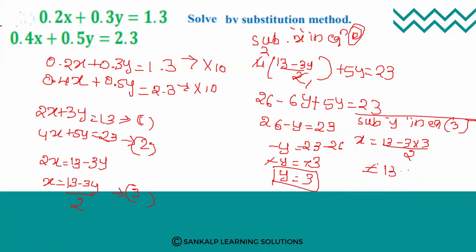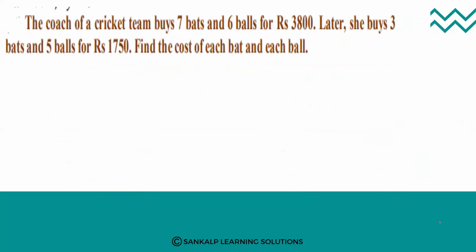So 13 minus 9 divided by 2. 13 minus 9 is 4. 4 divided by 2. So 2 ones are 2, 2 twos are 4. That means y value is 2 here. Okay. Y value is 2 and x value is, so this is x, this is x. X value is 2 and y value is 3. Okay. So this question can be asked for 2 marks.